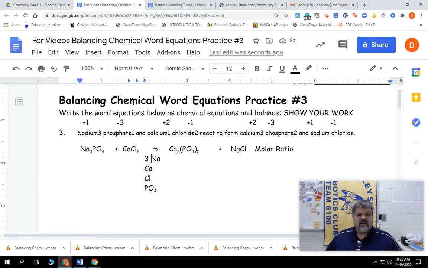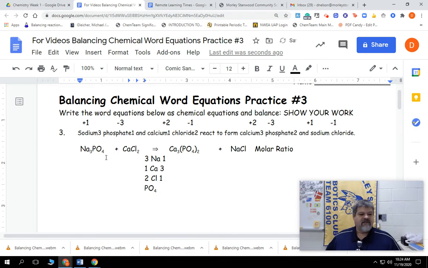Then I can come over to the other side and look at it, and I only see 1. So I'm going to put a 1 right there. Go to the calcium. Calcium's right here. No subscript, so we only have 1 calcium. And then I go to the other side and I look at it, and I see that I have 3 calciums on this side. Chlorine: on this side, I have 2 chlorines, so I'm going to put a 2 right there. And on the other side, I only have 1 chlorine.